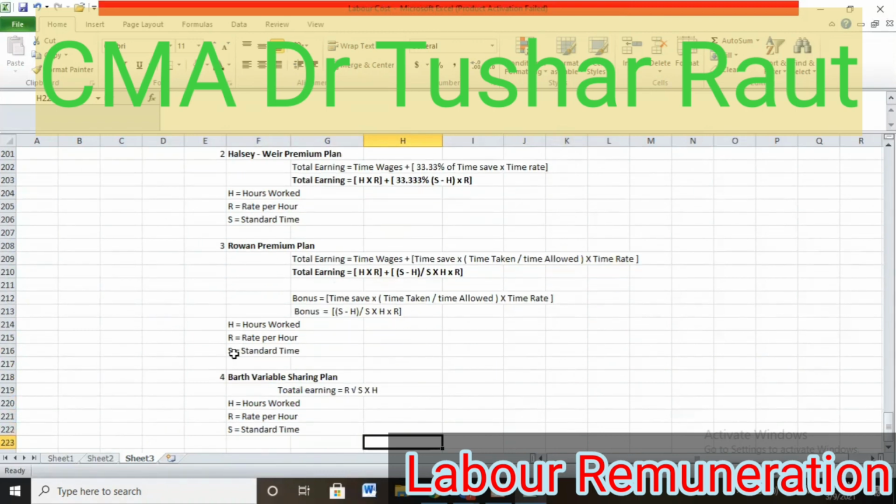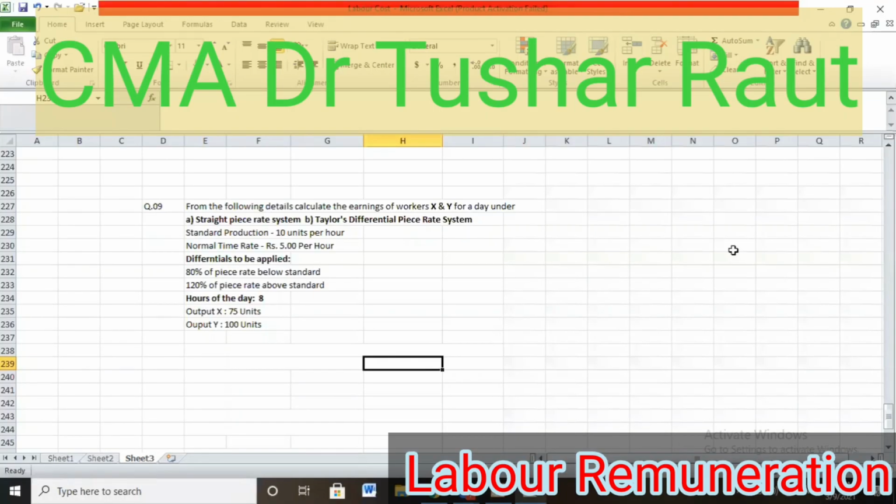After that, Barth's variable sharing plan. Total earning is equal to R into square root of S into H. In the square root, S means standard time multiplied by H, hours worked. And that should be multiplied with the rate per hour. So this is how the individual bonus plan can be calculated.